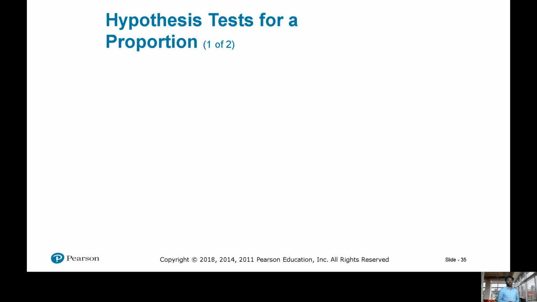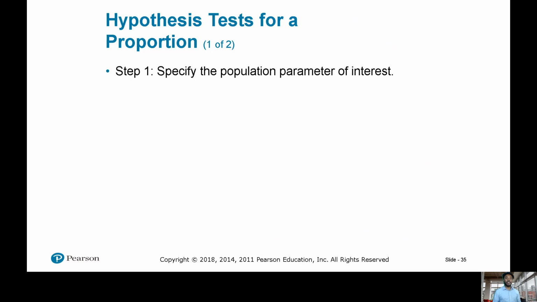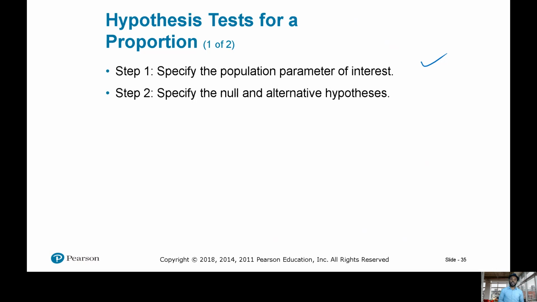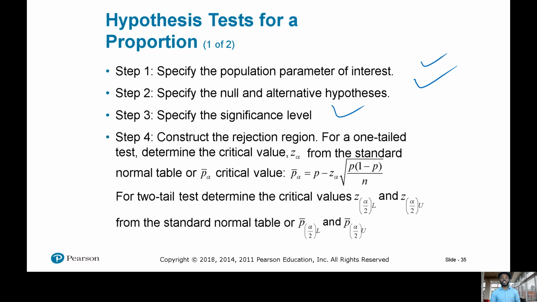So here are the steps in conducting hypothesis tests for a proportion. The first step is that you specify the population parameter of interest. Next step, you specify the null and alternative hypotheses. Next step, you specify the significance level. Next step, you construct the rejection region. So for a one-tailed test, you determine the critical value to be z alpha. For a two-tailed test, it's going to be z alpha over 2, similar to what we've done so far.